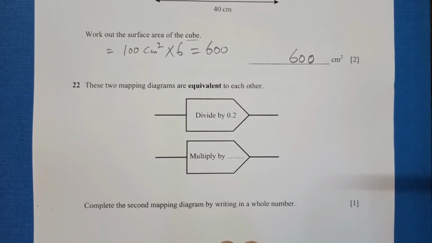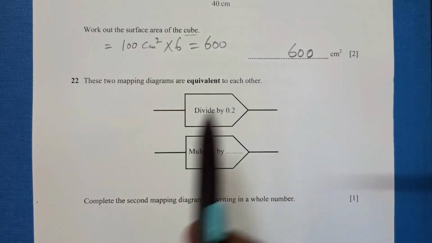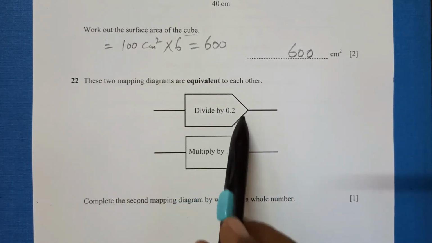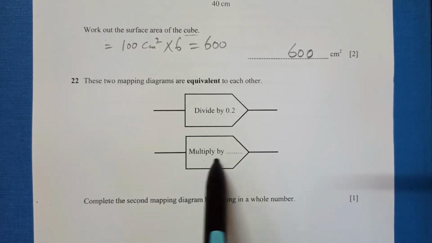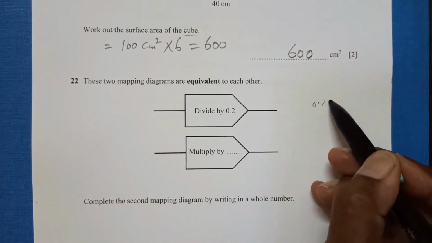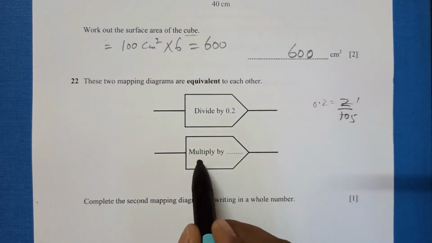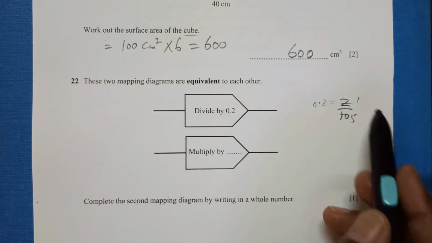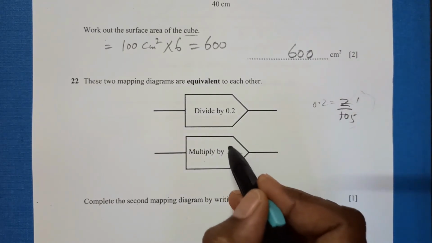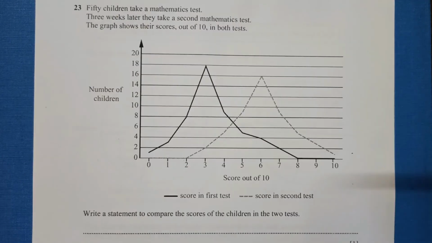Now question 22. These two mapping diagrams are equivalent to each other. Dividing by 0.2 or multiply by something. So as you can see, this is 0.2. 0.2 is equal to 2 over 10, so that is 1 over 5. So this is multiply by the reciprocal of 1 over 5, that is multiply by 5. So this will be the answer, and this number will come here in the second blank.